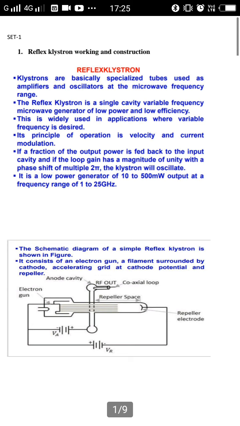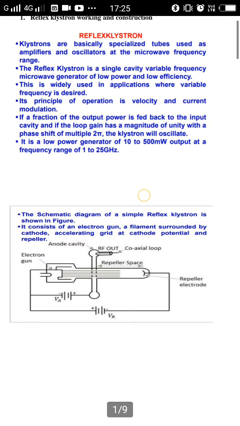The principle of operation is velocity and current modulation. If a fraction of the output power is fed back to the input cavity, and if the loop gain has a magnitude of unity and a phase shift of a multiple of 2 pi, the klystron will oscillate. I'll explain clearly using this diagram.